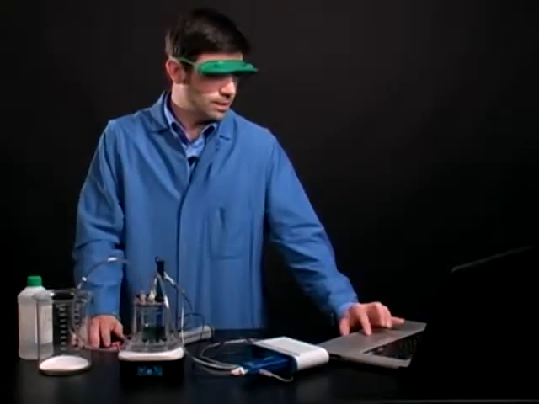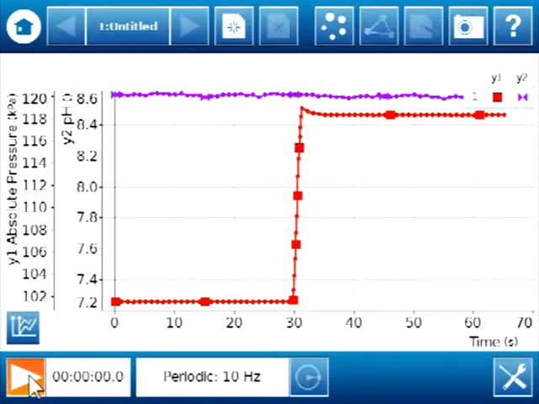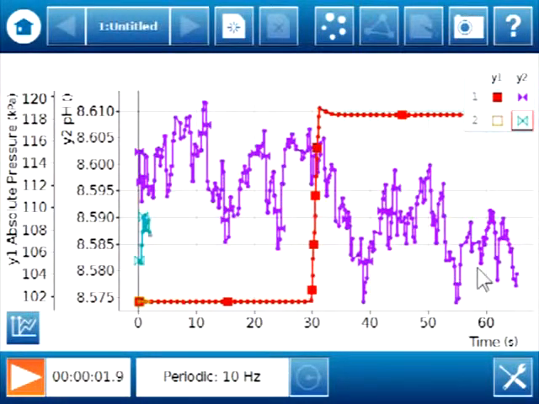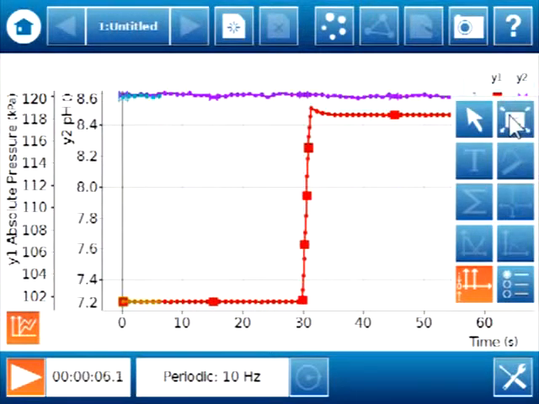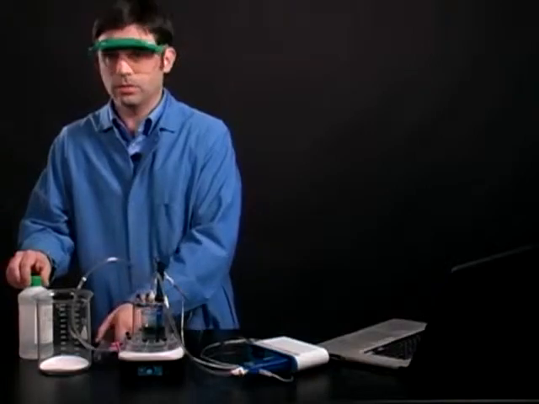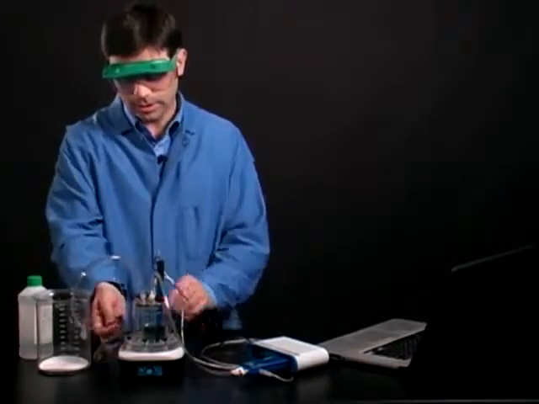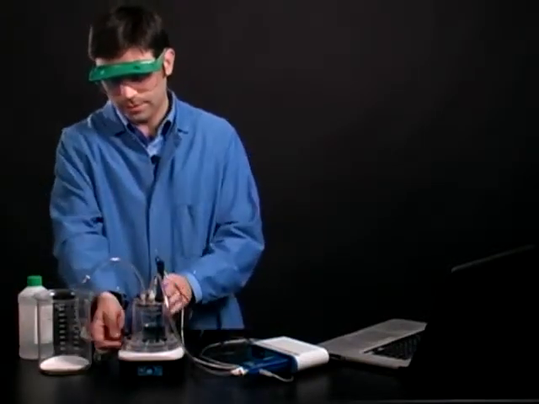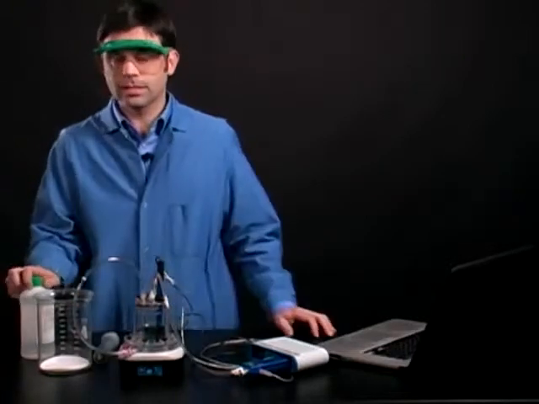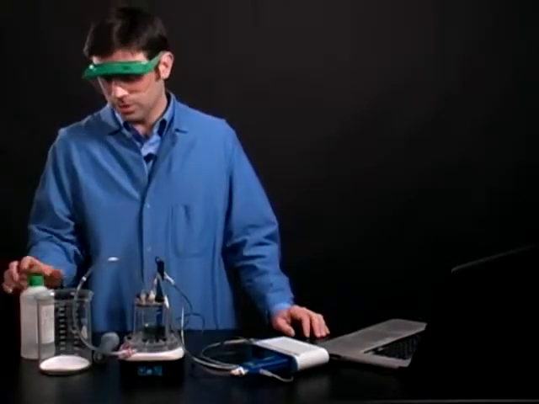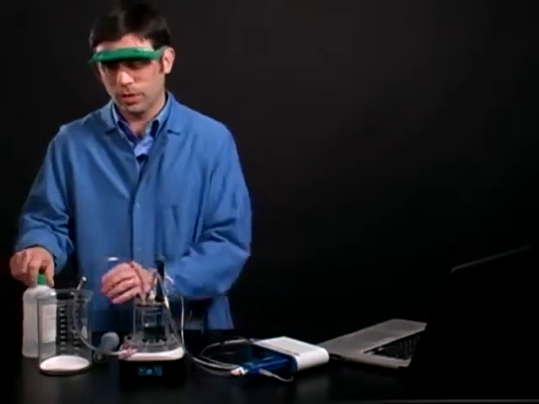So I'm just going to get a baseline again. And we'll auto-scale that. Again, it looks like it's the same points, which is great. Now I need to collect some CO2 so I can inject some CO2. I'm going to close this. To generate and collect CO2, I'm just going to add an acid to a carbonate or a bicarbonate.